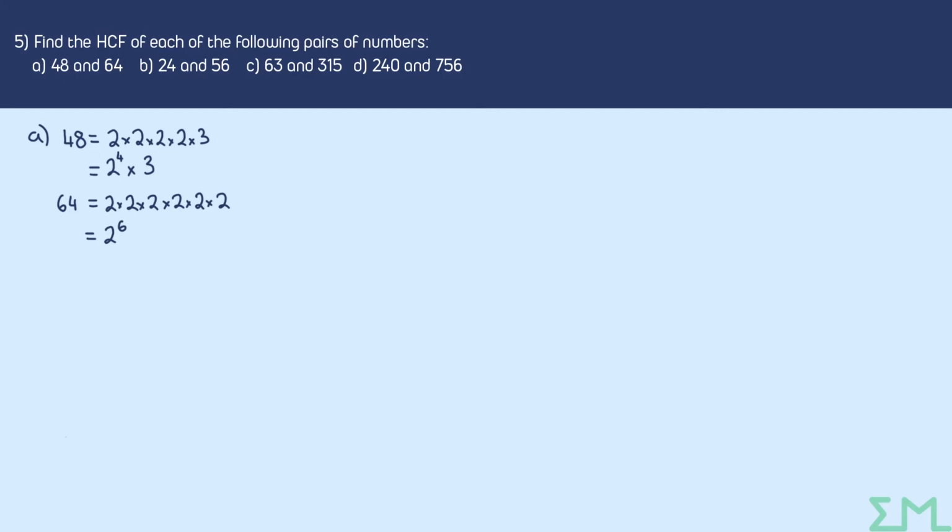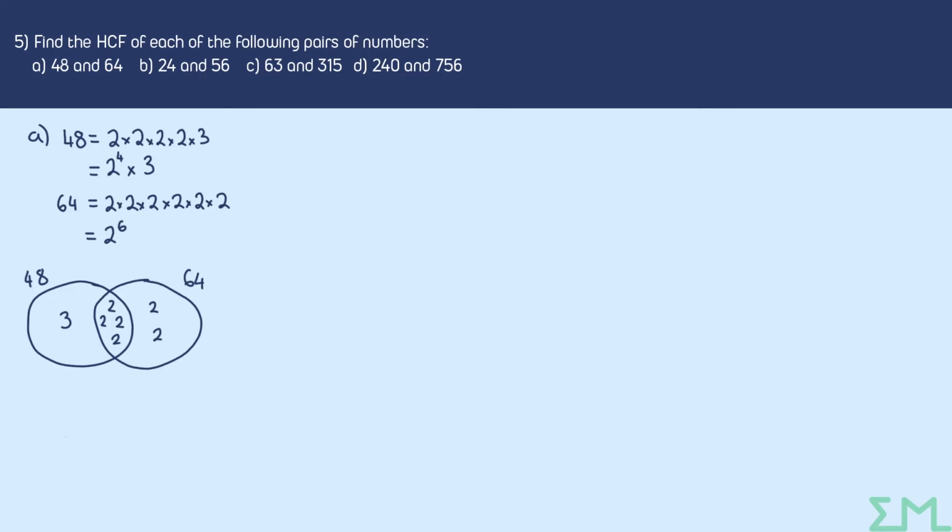Now we're going to use the Venn diagram method like we did in part A of question 4. I'm going to draw myself 2 circles. I'm going to make them reasonably large to make sure my overlap is good. So I've got a 48 and a 64, so we fill it out in exactly the same way we did for LCM. Things that are common, well, there's 4 2's, so 1, 2, 3, 4. 48 has an extra 3, and 64 has 2 extra 2's.